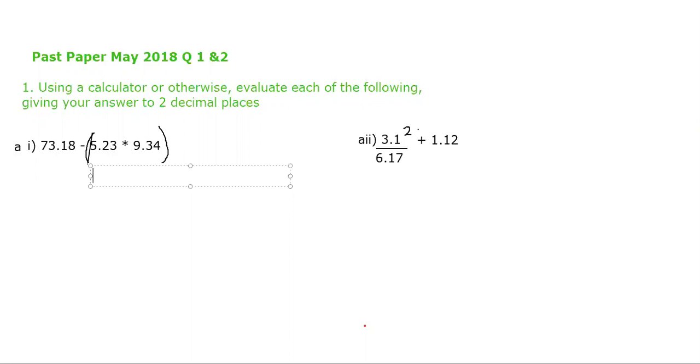So 48.85 is the answer, right? I'm just rounding it off, good, to 2 decimal places. And of course, we're going to put back the 73.18 minus, good. Yeah, oops, it's a little far. Let me add it there. Yeah, minus. Let me clear it to make it a little more.